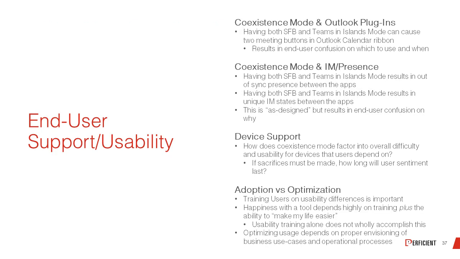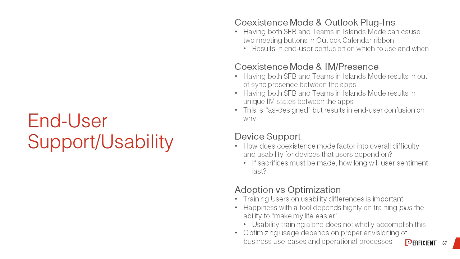So some of the end user supports, and I saw some of the chats come in. The Outlook plugins, when you're in Islands mode, it is absolutely normal for you to see both the Skype for Business meeting button and the Teams meeting button. That is by design. It ultimately results in end user confusion because I don't know which one to use where. But again, the coexistence mode, if you configure it, it helps alleviate some of that.